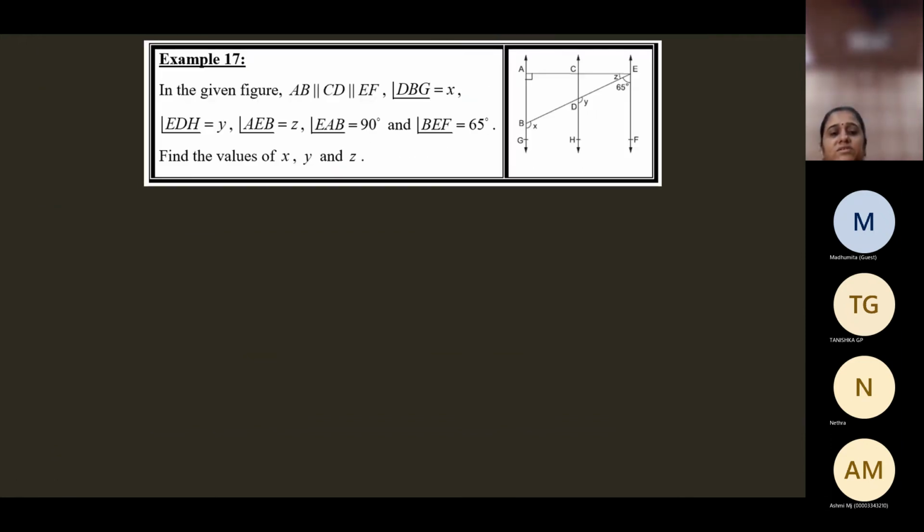Yes, children, we'll wind up today's session with this one. Find the values of X, Y, Z. You can finish it, you can complete it later. Children, just answer the question. What's the value of X? Quick. All the lines are parallel, A, B, C, D, E, F, all are parallel. Quickly, you can tell me the value of X.